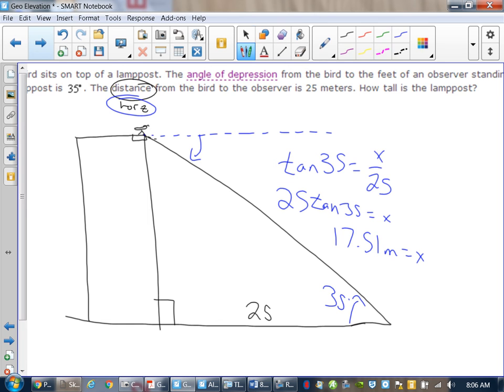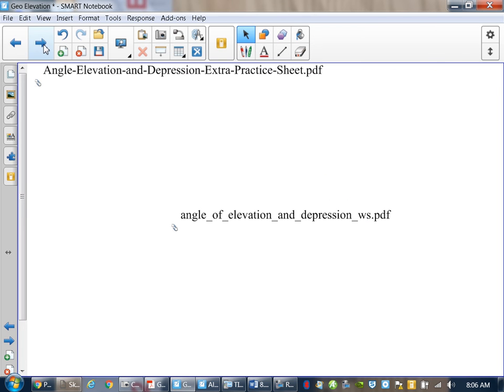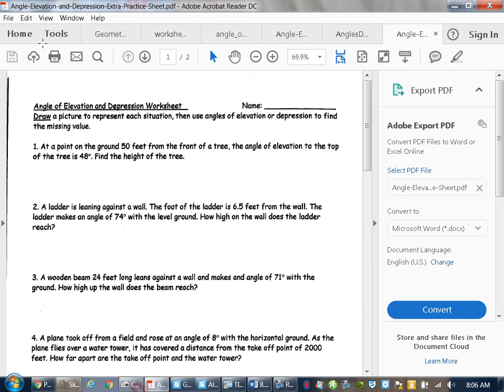Now, let me give you ones that actually have, which one is it? This one? Let's go up. So you don't have to keep writing these out.